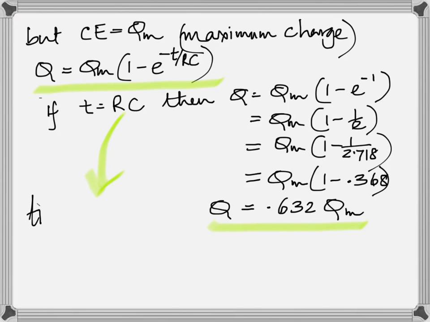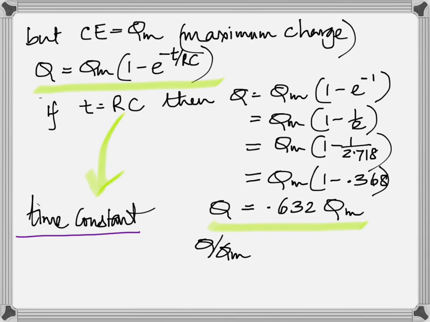So if T is equal to RC, and that's called the time constant, T is equal to RC is called the time constant, we get the charge on the capacitor is 63.2% of the maximum charge.